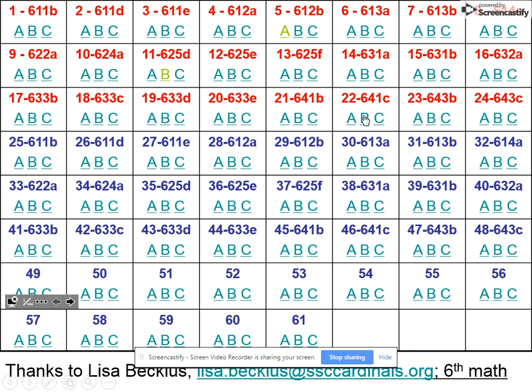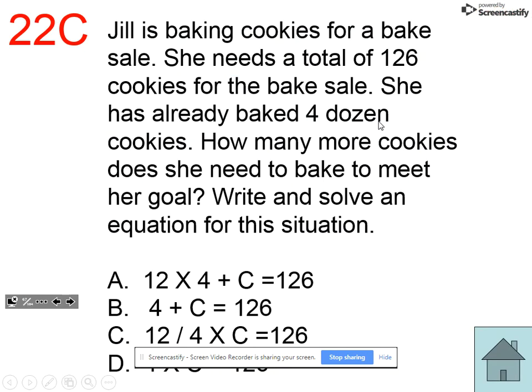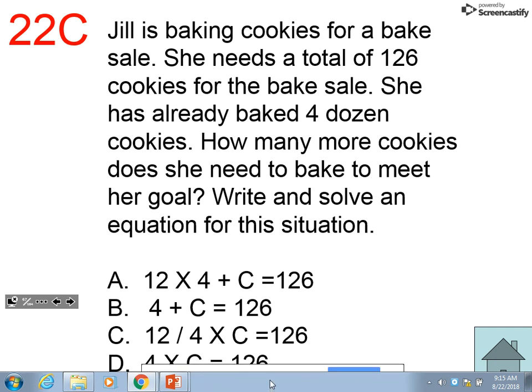Okay, next we have 22C. Jill is baking cookies for a bake sale. She needs a total of 126 cookies for the bake sale. She has already baked 4 dozen cookies. How many more cookies does she need to bake in order to meet her goal? Write and solve an equation for this situation. You're going to pick which equation or which math sentence represents this story problem. Go ahead and pause the video now until students are ready.